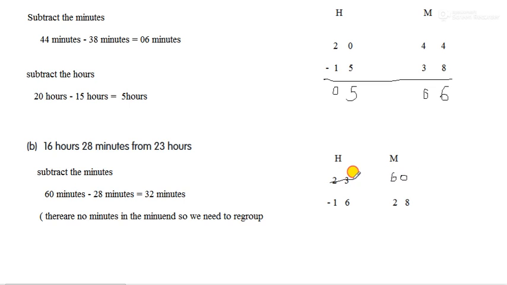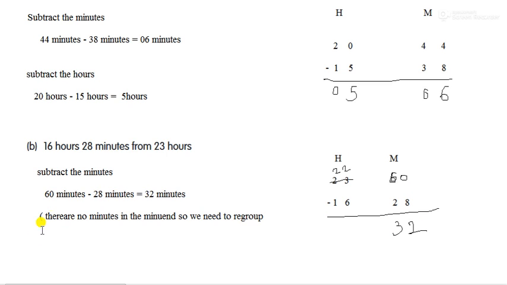So this will become 22, because we have regrouped from hours to minutes. We have taken 1 hour here, so that 1 hour we converted into minutes, so it will become 60 minutes. So in the hours hand it will become 22. Now we will get 60 minus 28 minutes is 32 minutes, so it is less than 60. So write this 32 minutes in the minutes column.